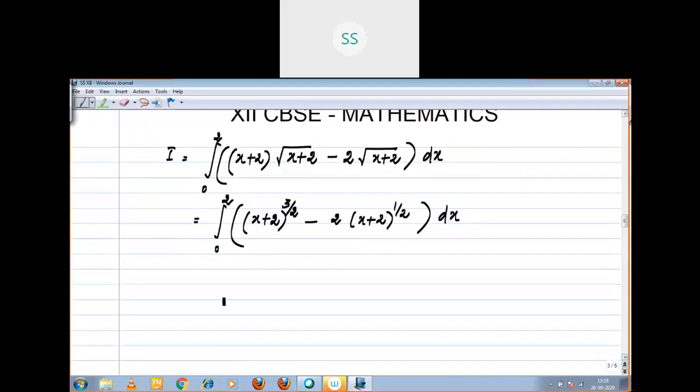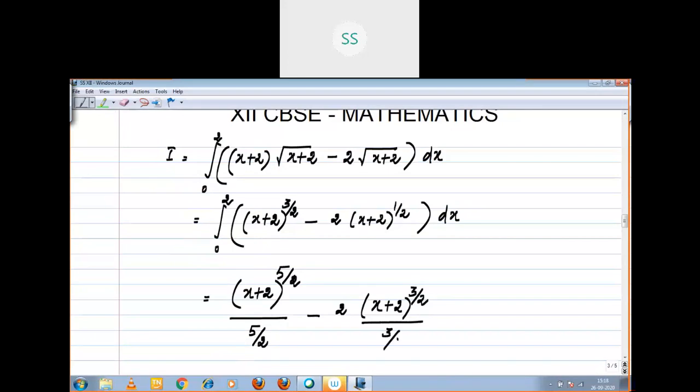Now it is equal to, I am going to integrate this part. (x plus 2) to the power 5 by 2 divided by 5 by 2, minus 2 into (x plus 2) to the power 3 by 2 divided by 3 by 2. Then the limit is 0 to 2.